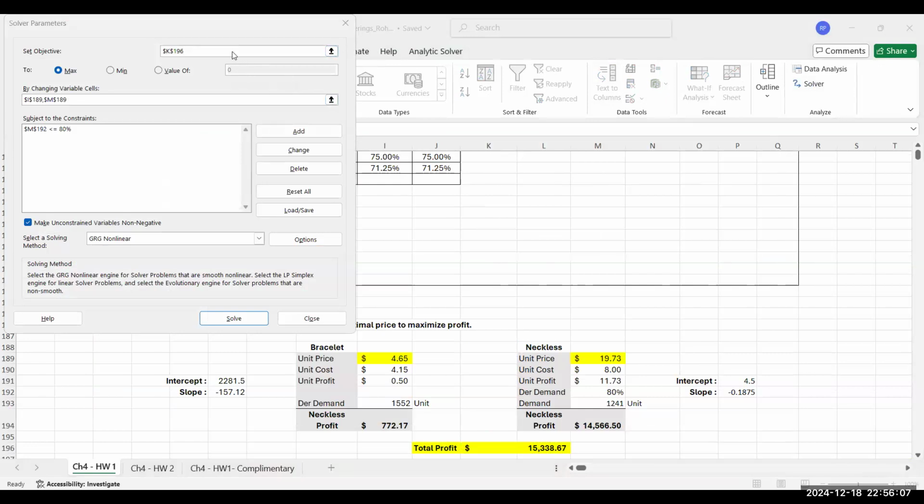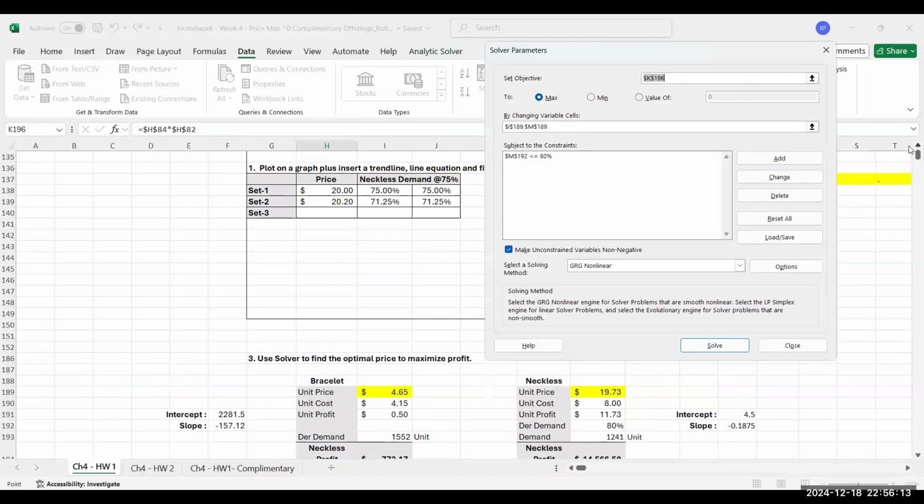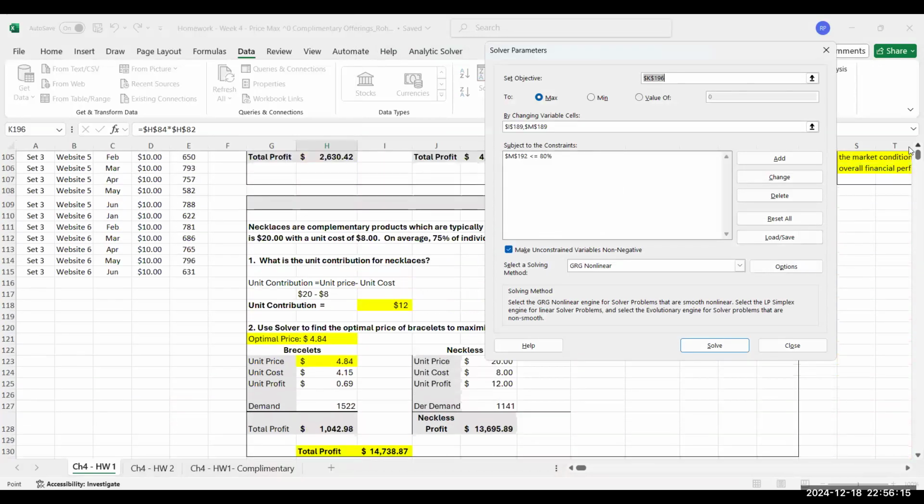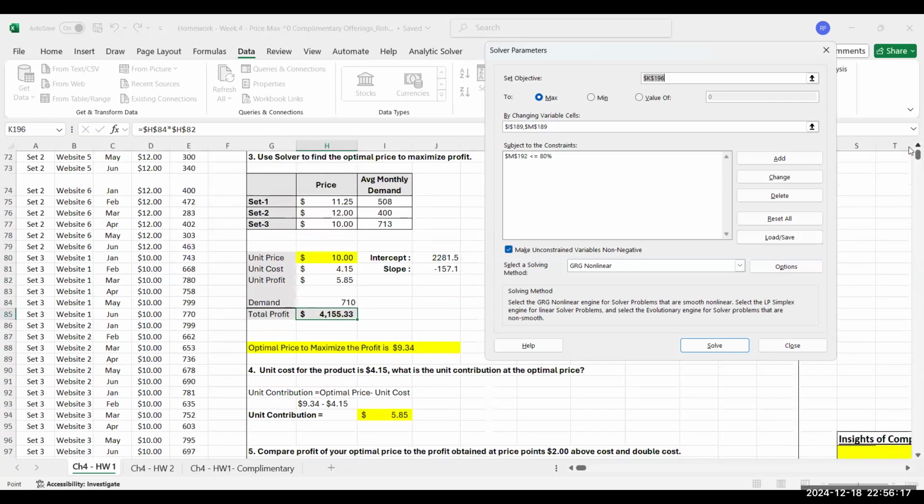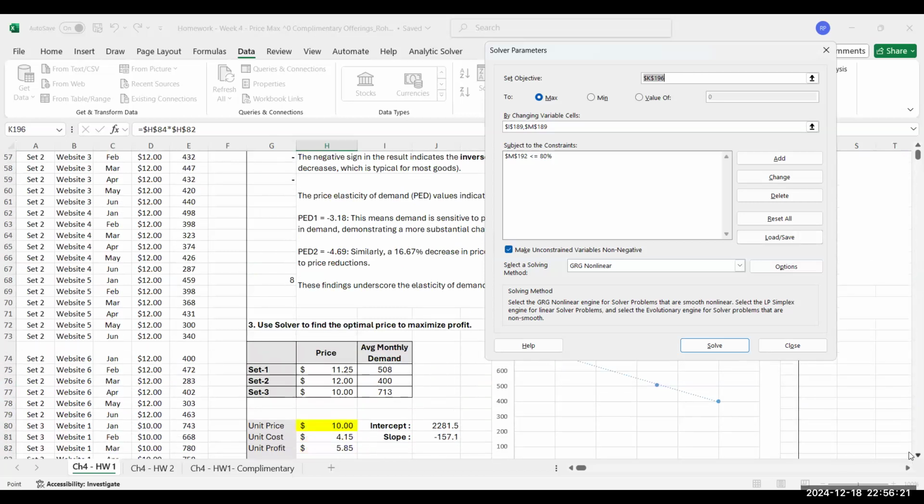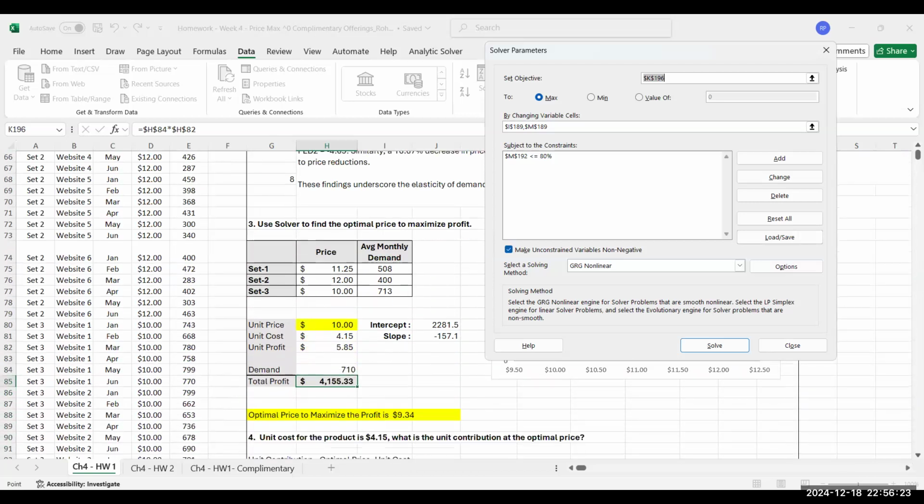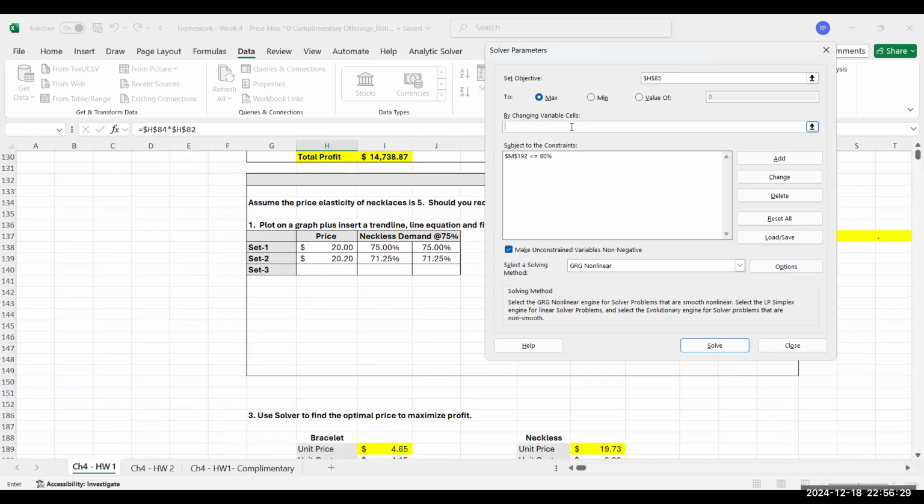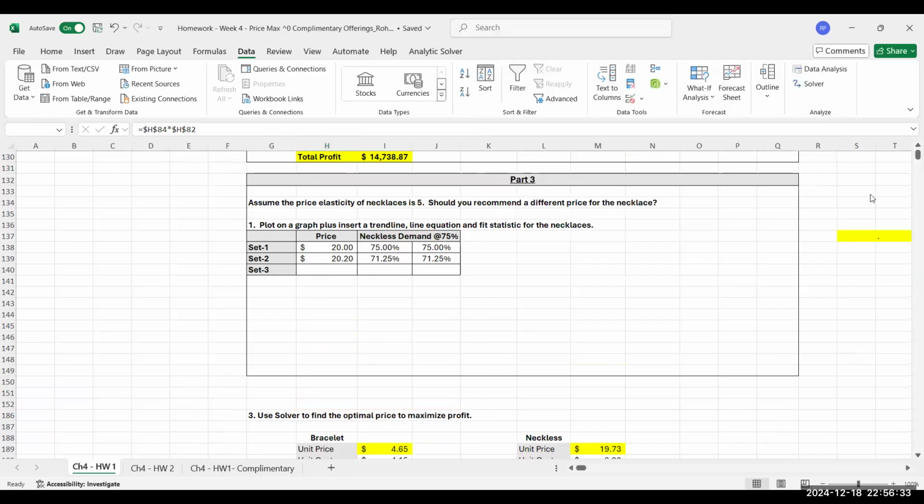Screen sharing. Okay, so where we are, we are in our first example. What we need is to maximize profit. So I'm selecting that. I'll take this off. I'll take this constraint off.